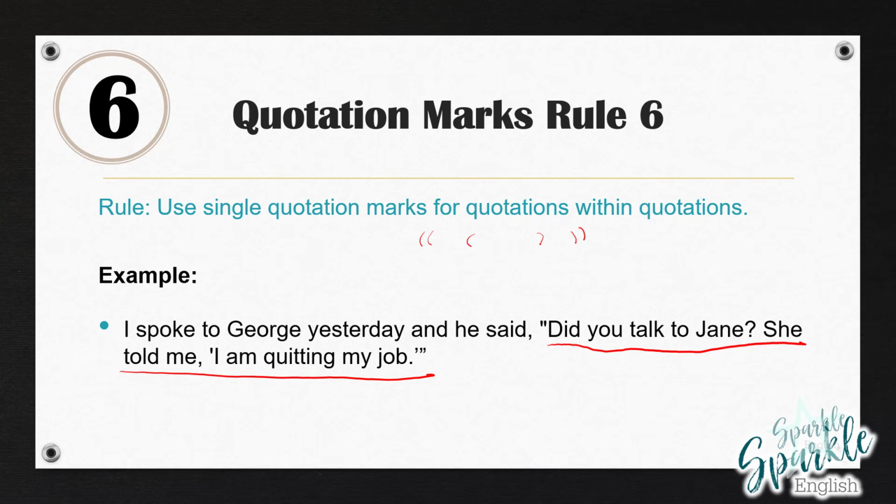So you can see here, did you talk to Jane? She told me I am quitting my job. So you can see here we have a single quotation at the beginning and a single at the end, followed by two doubles. Now this is not very typical. You will not see this very often. And if you are doing some sort of transcription job, it's very unlikely you're going to see something like this, but it's just good to be aware of what you would do if you saw something like this.